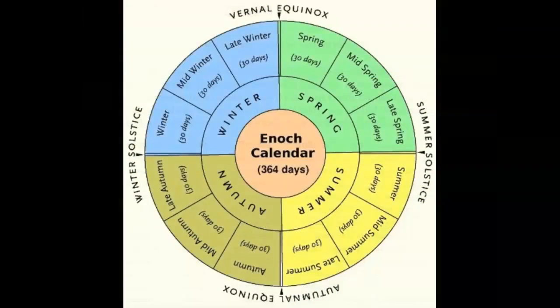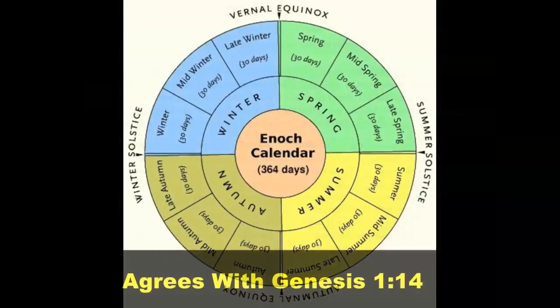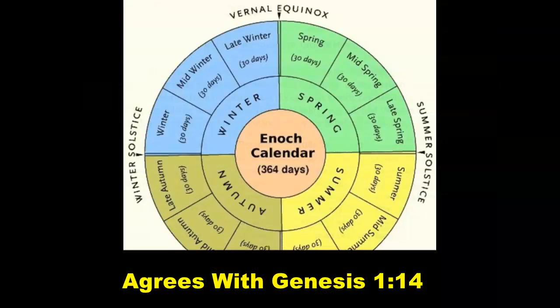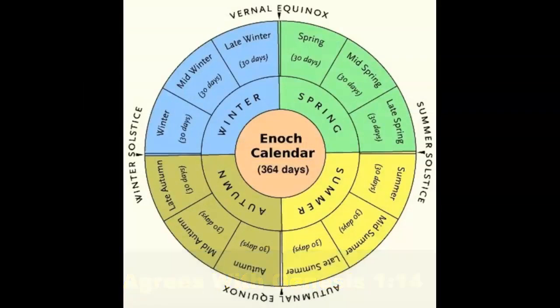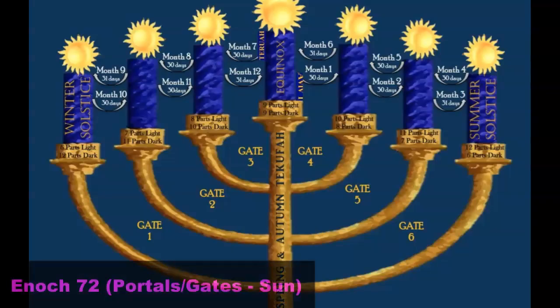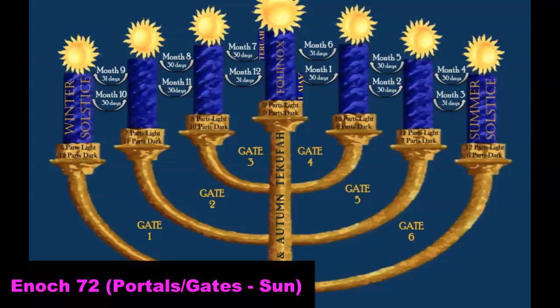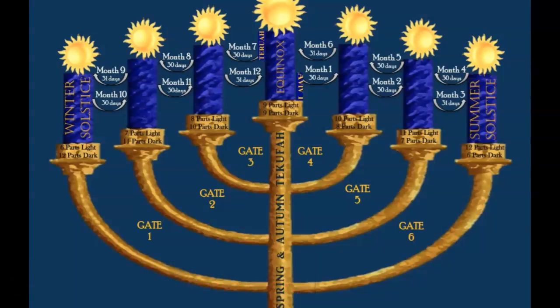But this calendar here actually agrees with what Genesis 1:14 says, where it talks about the signs and the luminaries being used for signs and seasons also. And now we'll be reading from Enoch chapter 72, also known as Kanuk in the Yahudim, the Hebrew language. And we're also going to show you how this book aligns perfectly with the menorah also.